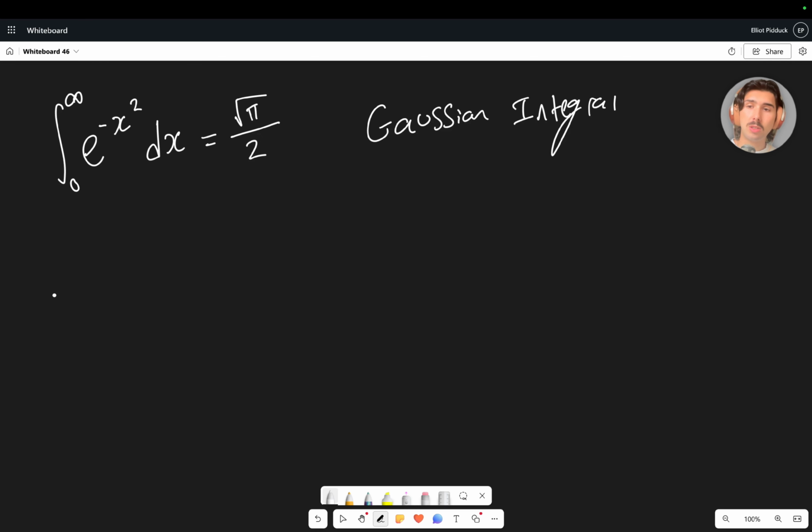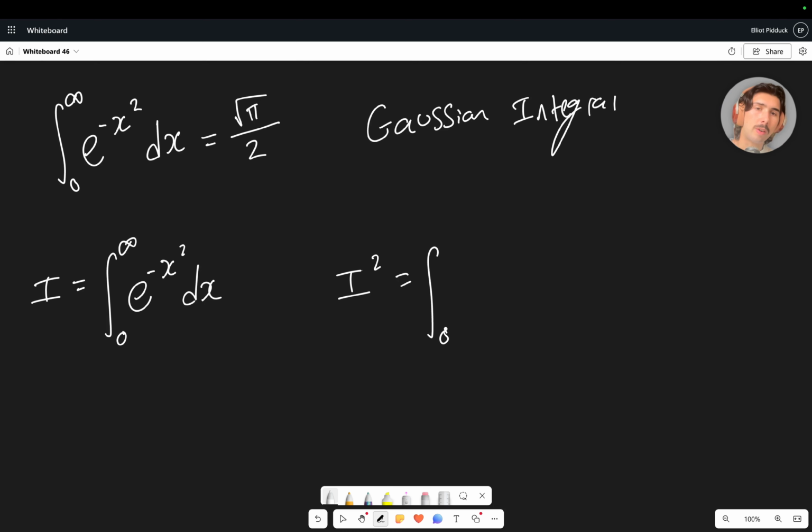So what I'm going to do is start by saying that I, which is the integral that I'm looking for, is the integral from 0 to infinity of e to the minus x squared dx, just like that. Now, I can also square it, and you'll see why that's useful in a second, because it's very difficult to just evaluate how it is. If I square it, it'll end up being easier. So I squared is just the integral times the integral again. But I'm going to do a slight trick here.